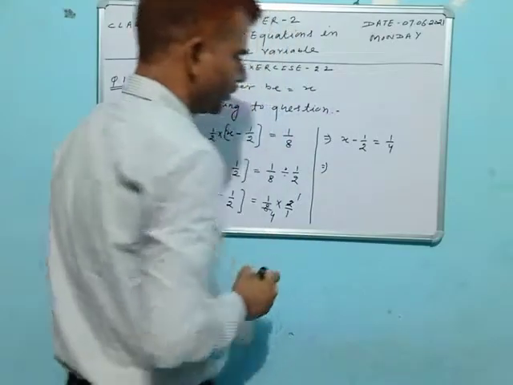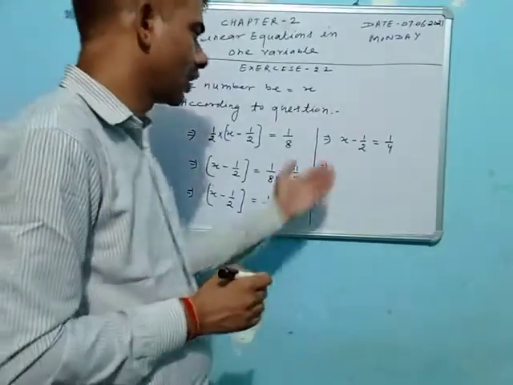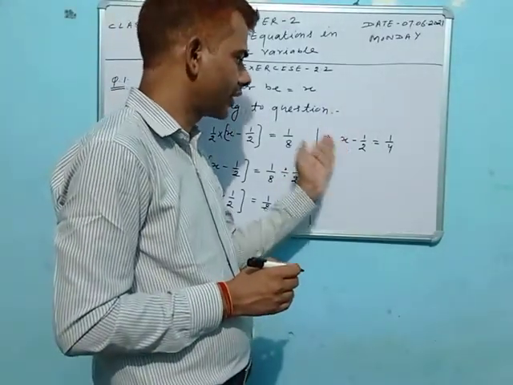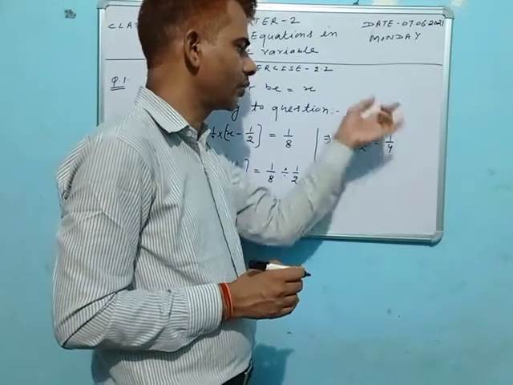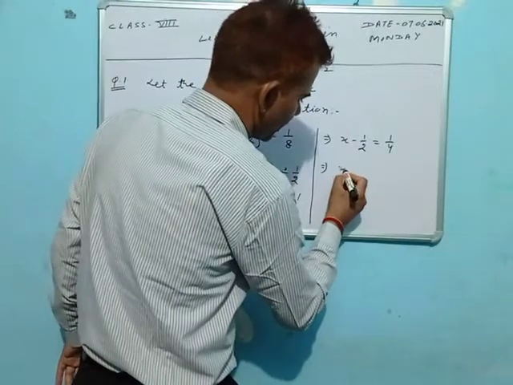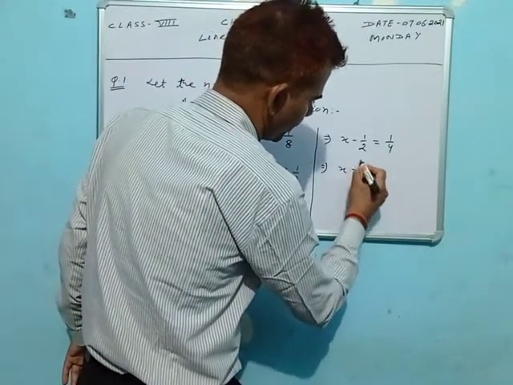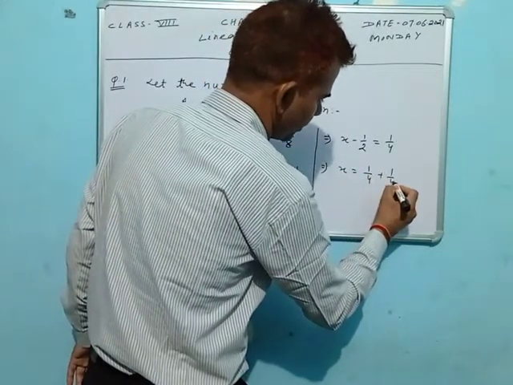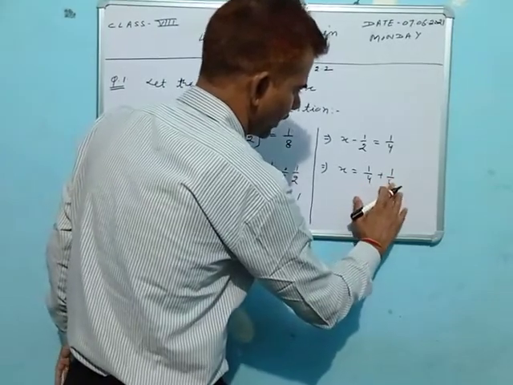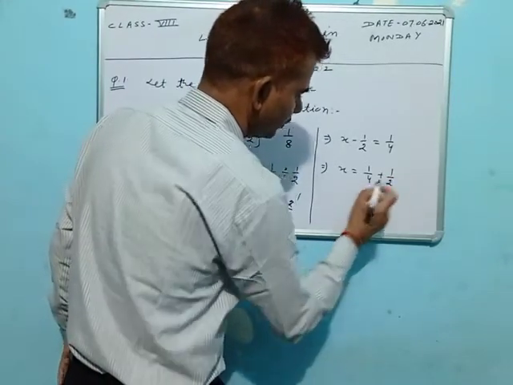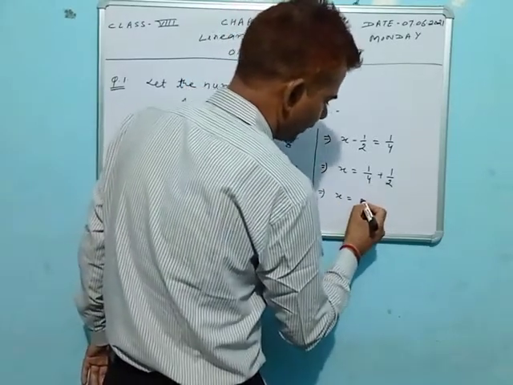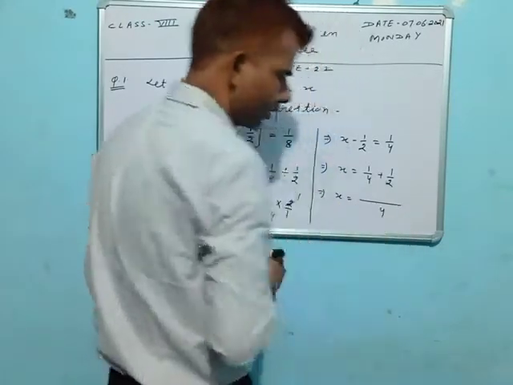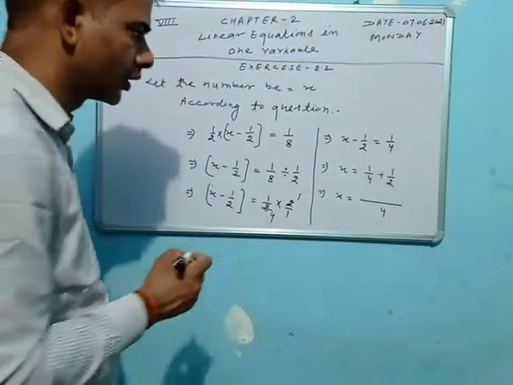Now students, we have to find the value of x. Minus 1 by 2 transfers from the left hand side to the right hand side, then the minus sign changes into a plus sign. So x is equal to 1 by 4 plus 1 by 2. Now students, we will take the LCM. LCM of 4 and 2 is 4.